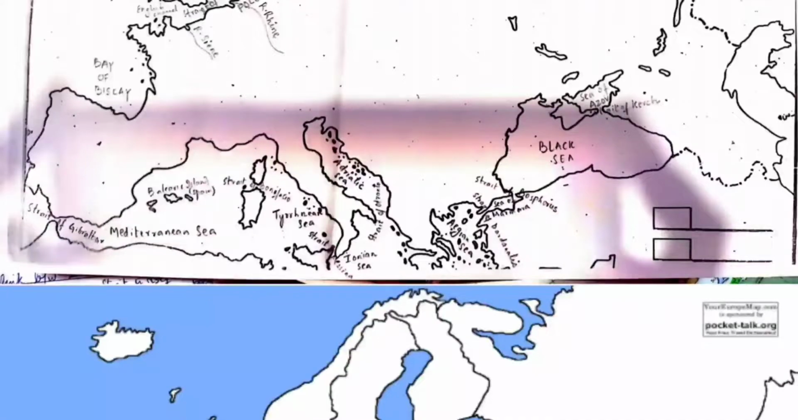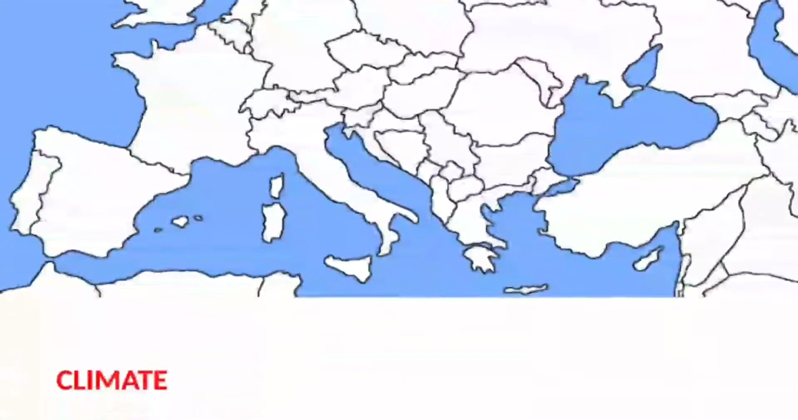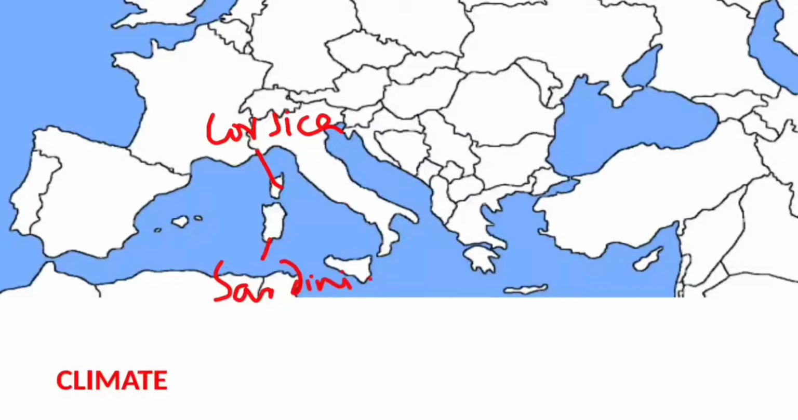Let's move towards this map and try to connect it. We talked till the Strait of Gibraltar. Now we have here Corsica, and this is Sardinia, and in between the two we have the Strait of Bonifacio.